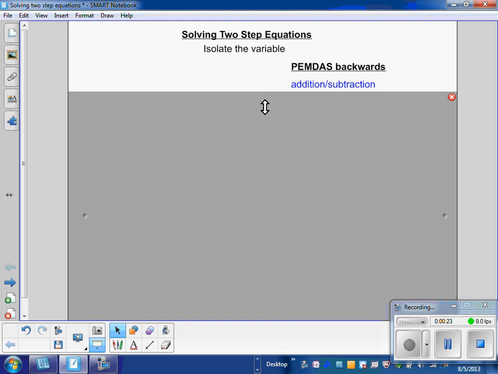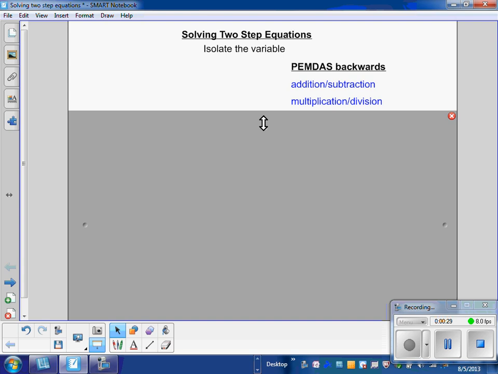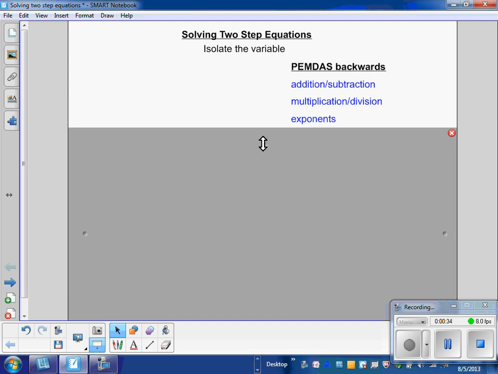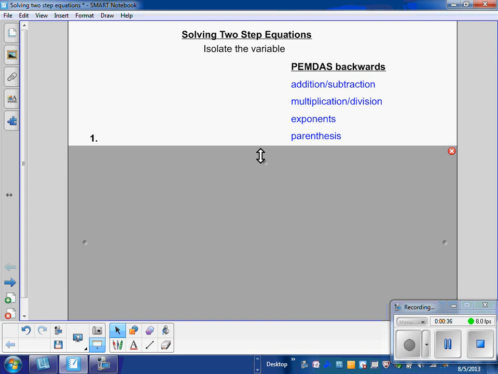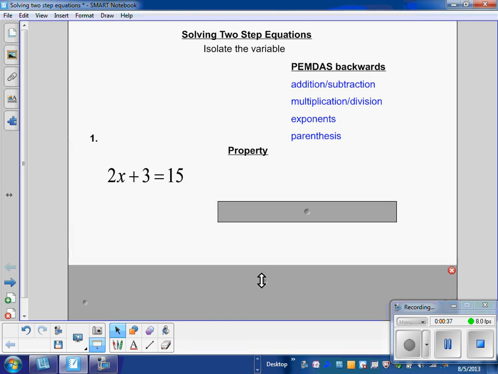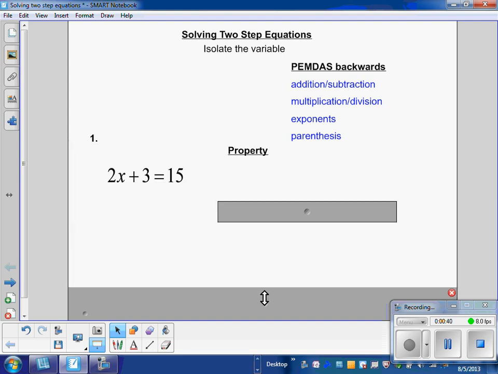So the first thing we want to look at is anything that's added or subtracted to the term. Then we want to do any multiplication or division, then any exponents, and look for parentheses. All right, so our first example is 2x plus 3 equals 15, and we want to isolate x.